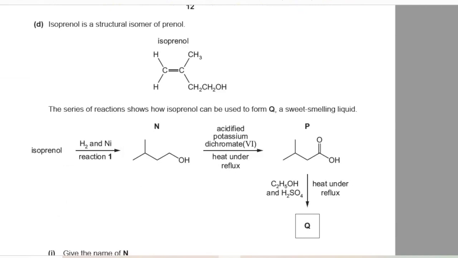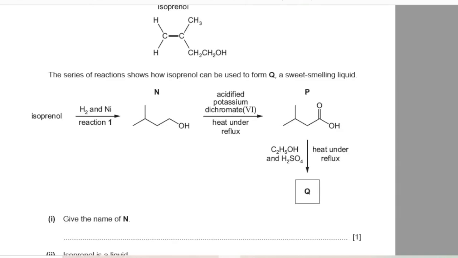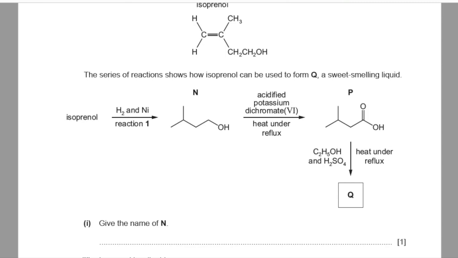But isoprenol is a structural isomer of prenol. The series of reactions shows how isoprenol can be used to form Q, a sweet smelling liquid. Reaction 1 is hydrogenation, where two hydrogen atoms are added to the structure. Reaction 2 is oxidation of primary alcohol to carboxylic acid. This is the carboxylic acid formed. And the third reaction is esterification, forming an ester from a carboxylic acid and an alcohol, which is C2H5OH here.